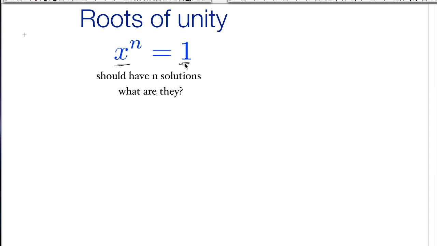Give me one solution to this equation. 1. Give me another one. 0 is not a solution. Depending on n, let's say n is even, -1 works. What else? We are going to use complex numbers for this. But numbers are numbers. We shall not discriminate against the complex.